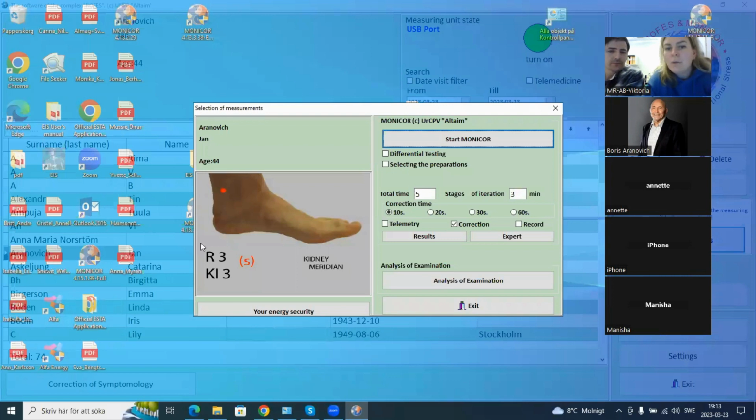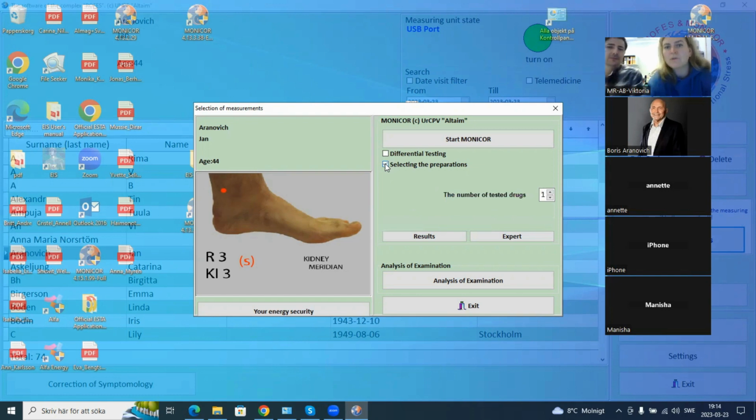And we have one more measurement that we can do. It's to check some kind of drugs that you're using, for example, or food parts, or liquids or smells, essential oils and supplements. You just have to select the preparation and then choose. You can test up to 5 pieces, one at a time, not together. One at a time, but 5 max.